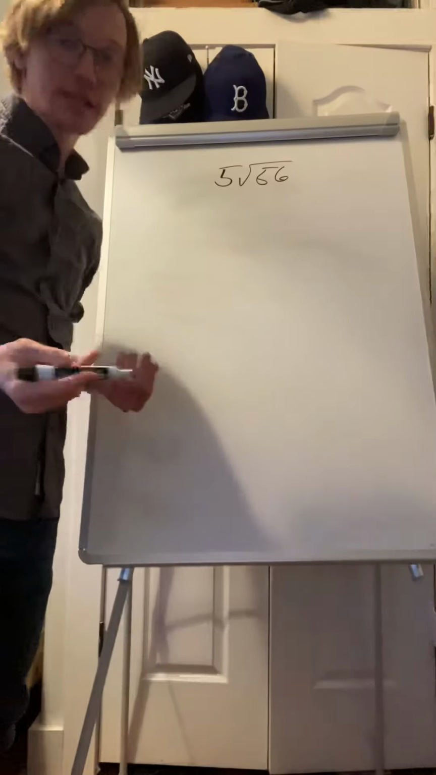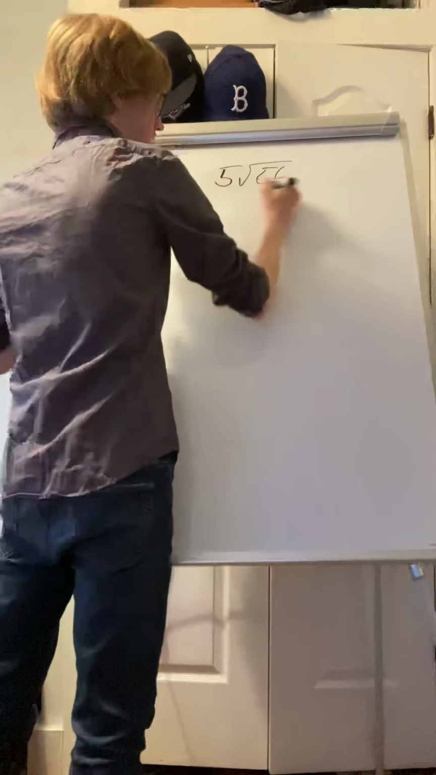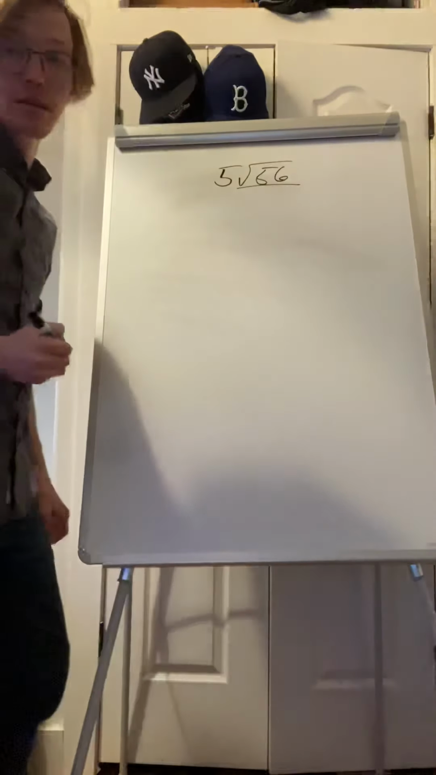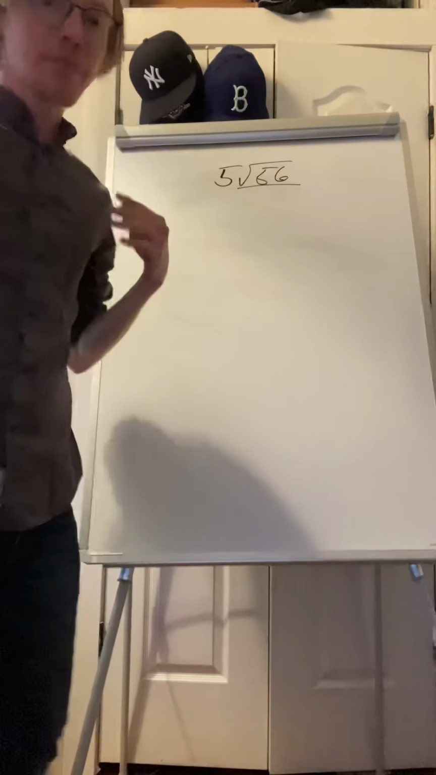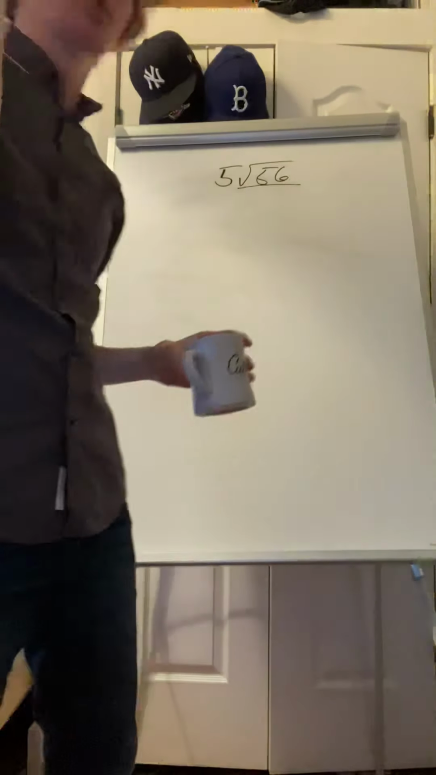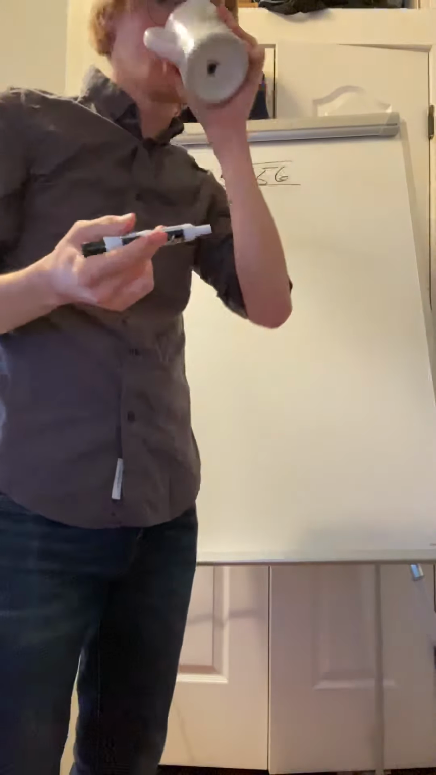Now, just like we did last time, step 1 is to simplify the radical, what's under the radical sign. So, 56. Now, when I'm thinking about numbers you can multiply to get 56, I can't think of any perfect squares off the top of my head that go into 56.